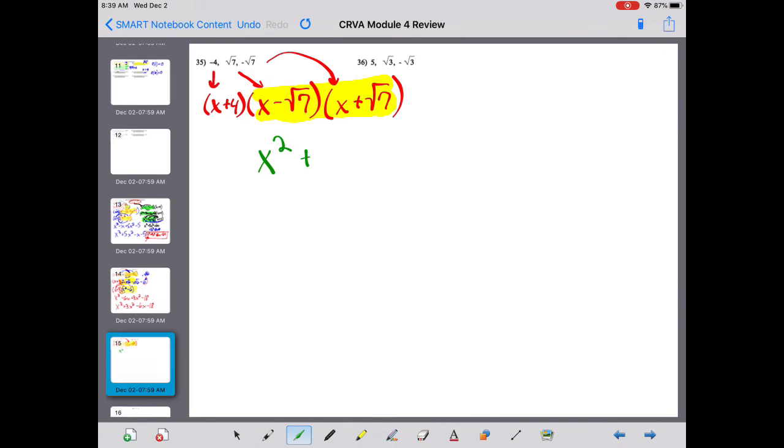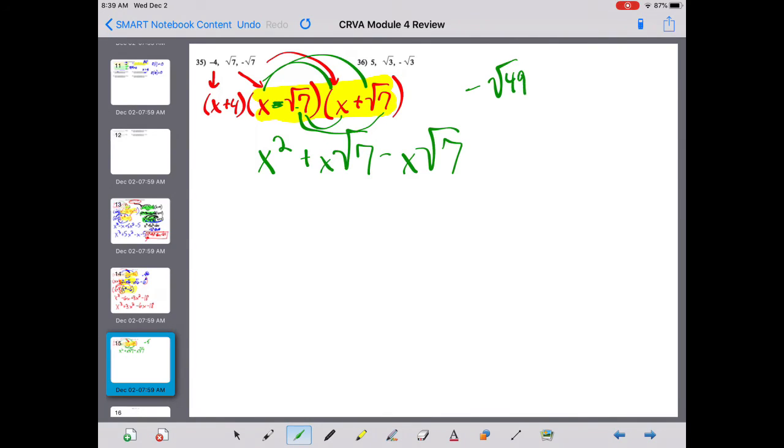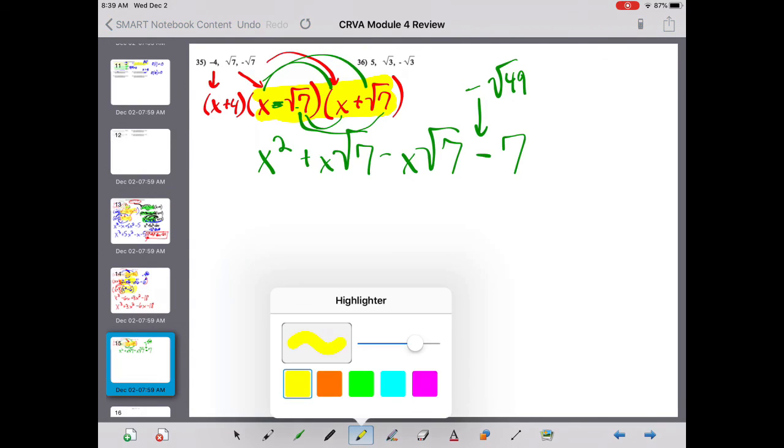So we get x squared, positive x square root of 7. That's from this distribution. Now we get negative 7, the square root of 7 that we're distributing through. So negative x square root of 7. And then negative square root of 49. The square root of 7 times the square root of 7 is the square root of 49. Square root of 49 is 7. So it's a negative 7.